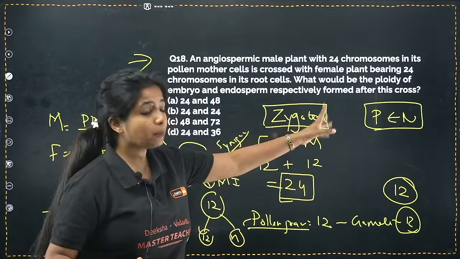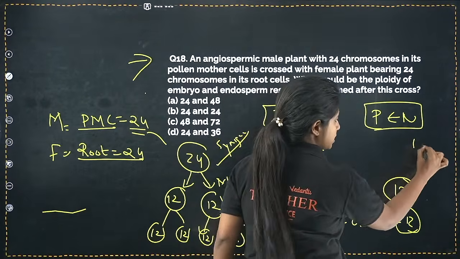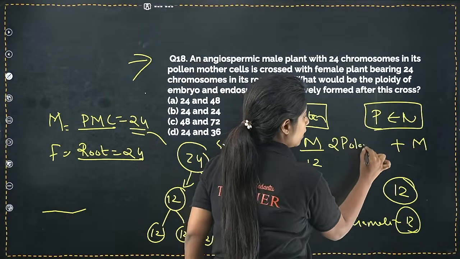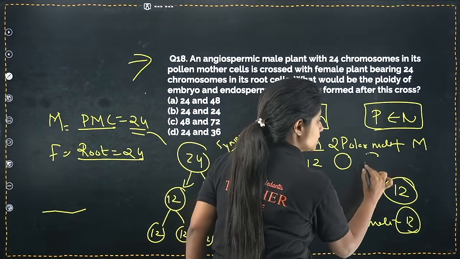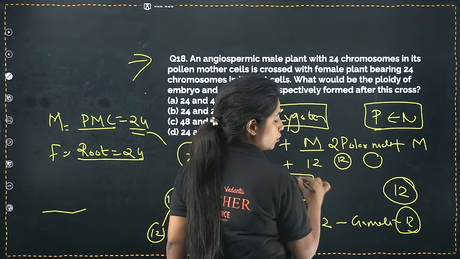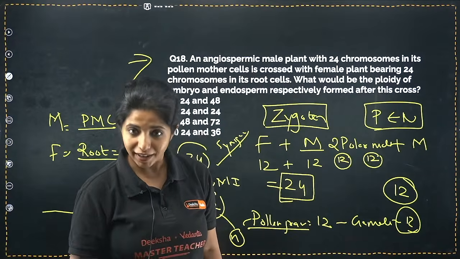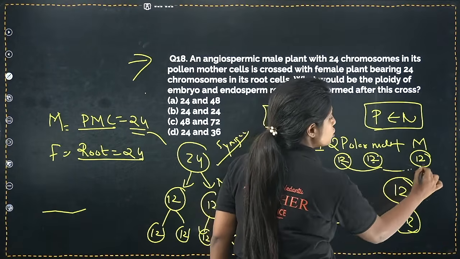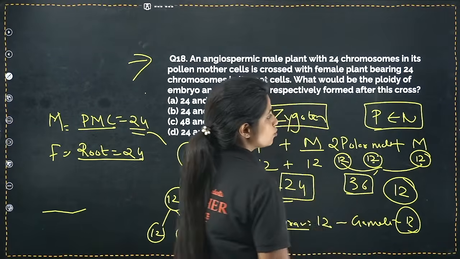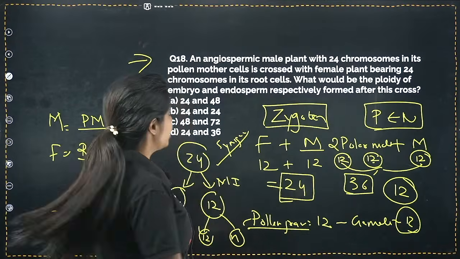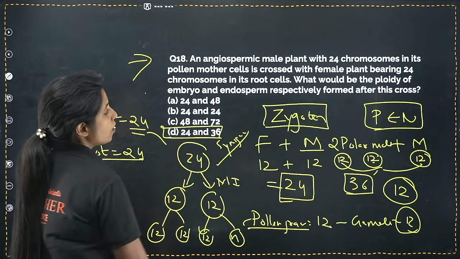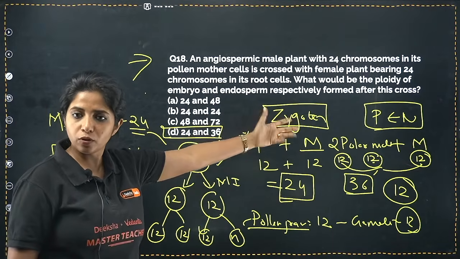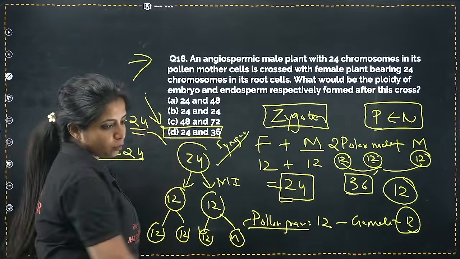Done? Okay. What about the primary endosperm nucleus? The next male gamete is going to fuse with the 2 polar nuclei. Suppose this is one nucleus, this is another nucleus. One nucleus has 12 chromosomes, the other nucleus also has 12 chromosomes, right? And the male gamete also has 12 chromosomes. 12 plus 12 plus 12 is equal to 36 chromosomes in the primary endosperm nucleus. So your answer for this question is going to be 24 and 36. You have been asked about the endosperm and the embryo. The zygote is transforming into the embryo, so 24. You get it? So your answer for this question is D.